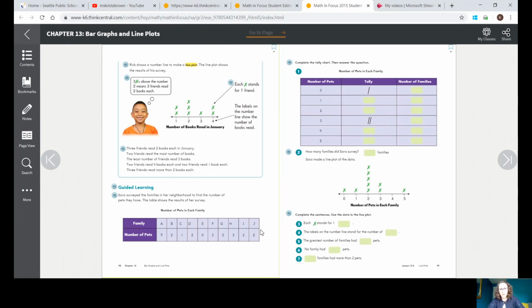Looks like there's 10 families. Okay, complete the sentences and use the data in the line plot. Remember, this is the line plot. This information is exactly the same as your table up here.